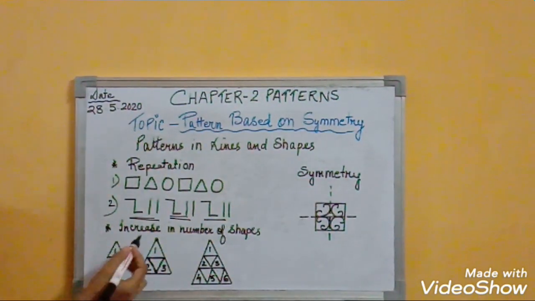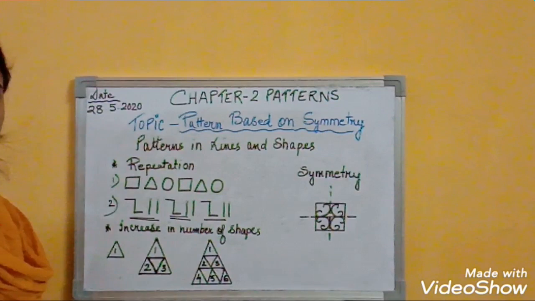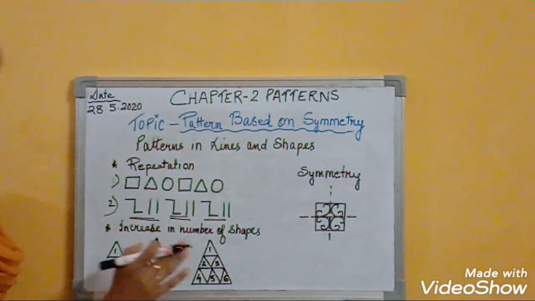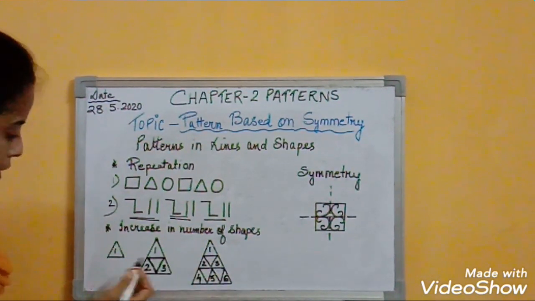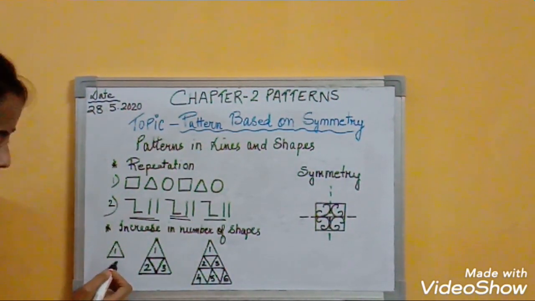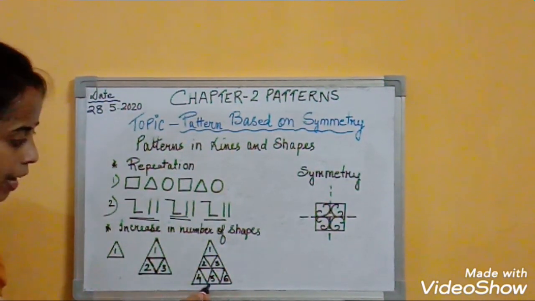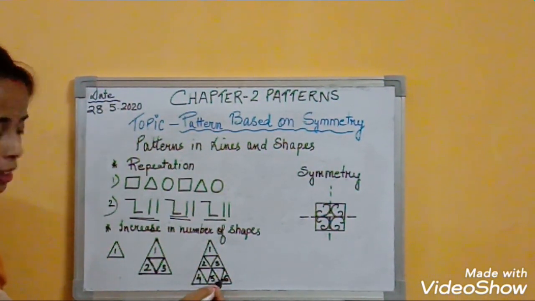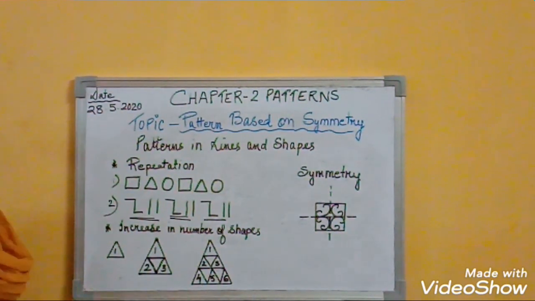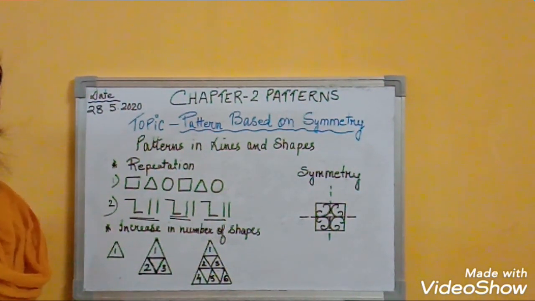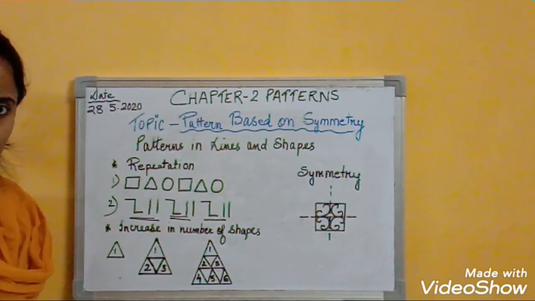Now, increasing number of shapes. A pattern may occur due to an increase in the number of shapes. Look here, one triangle. Next you see triangles are increasing. The shapes are increasing by how many? 2. So total is 3. Next here you see again triangles, 3 triangles are added. So total is 6. Okay. So we can say that by increasing the number of shapes, we can create a beautiful pattern.